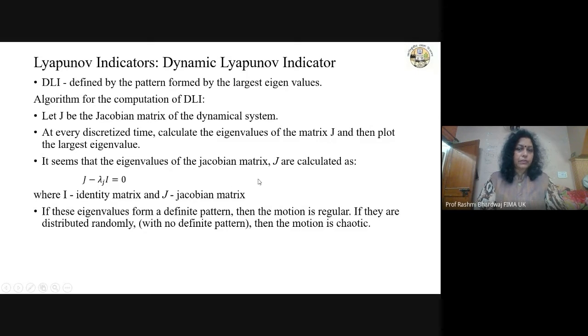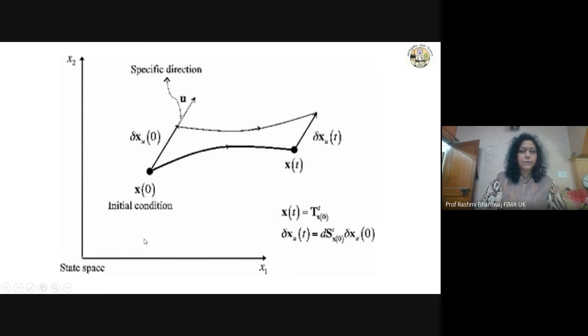The eigenvalue of the Jacobian matrix is calculated using this formula. If these eigenvalues form a definite pattern, then the motion is regular. Otherwise, it is showing chaotic behavior. So at each point, you are calculating the eigenvalues, and then you are trying to plot those curves.